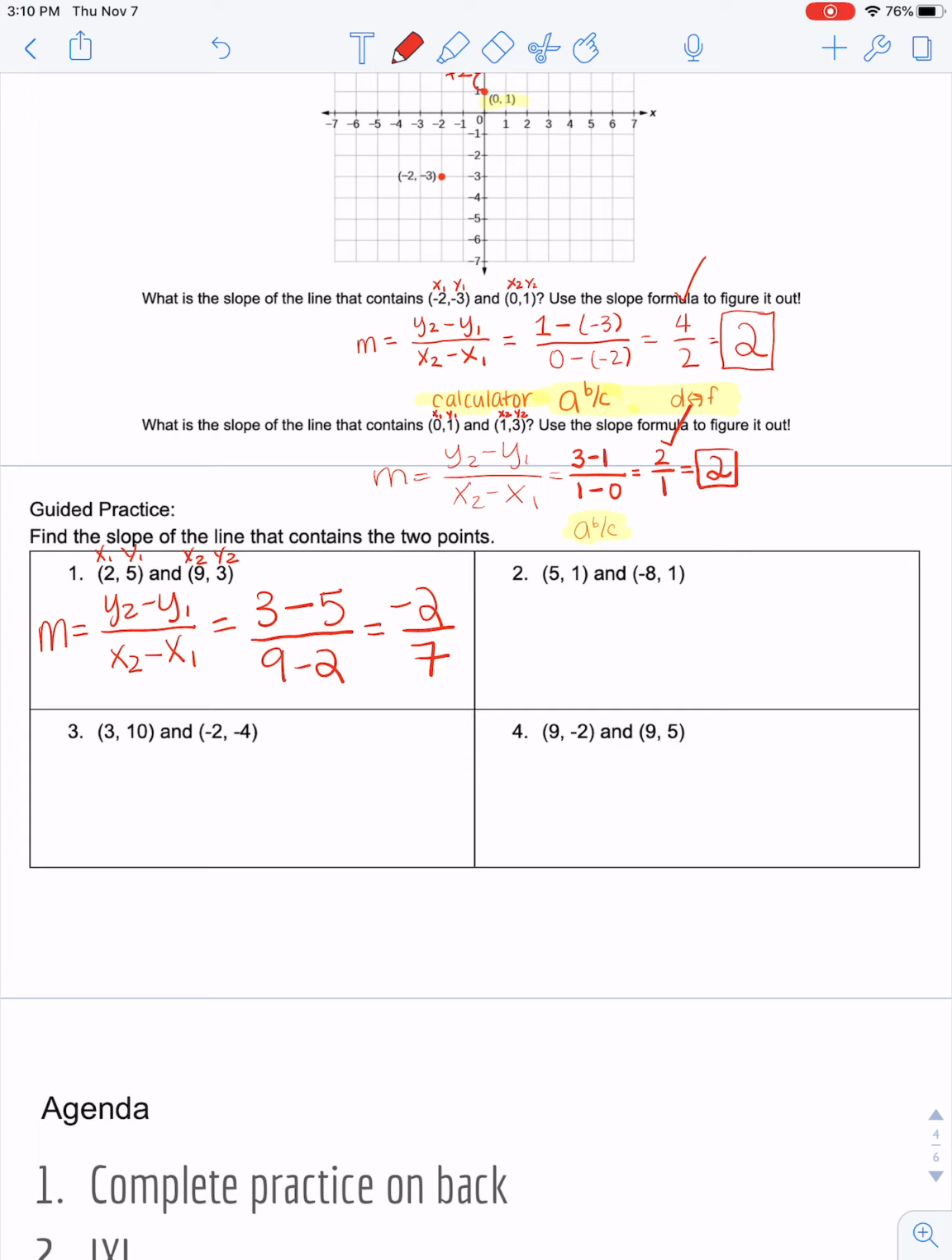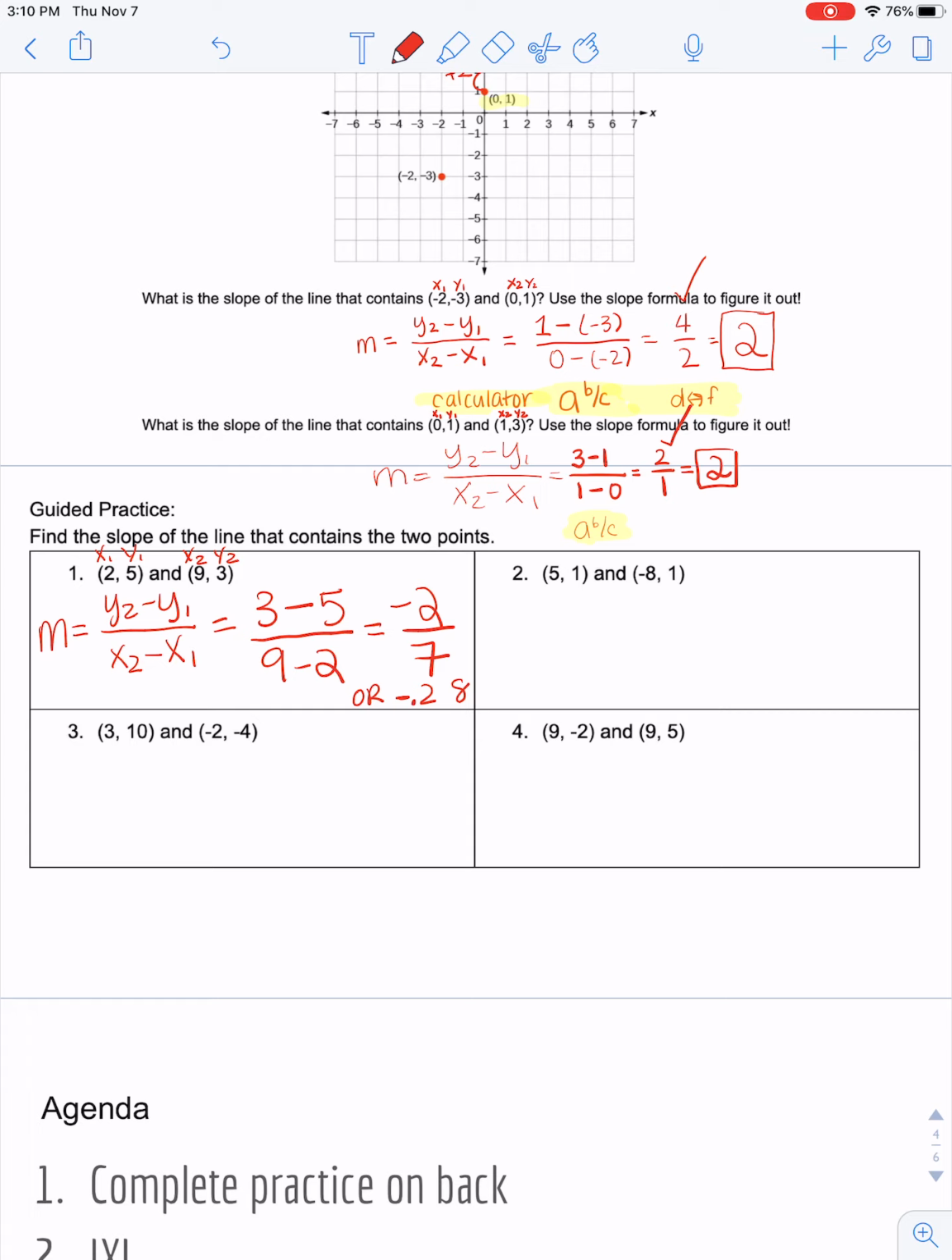If you turn that into a decimal, it should give you something like negative 0.28. You can write either answer, a fraction or a decimal.